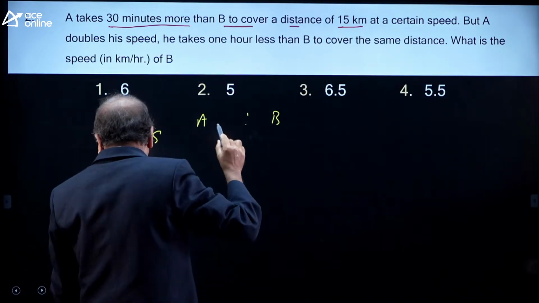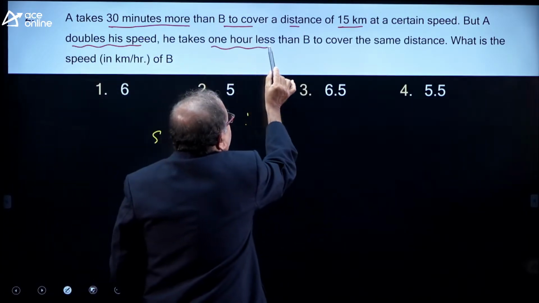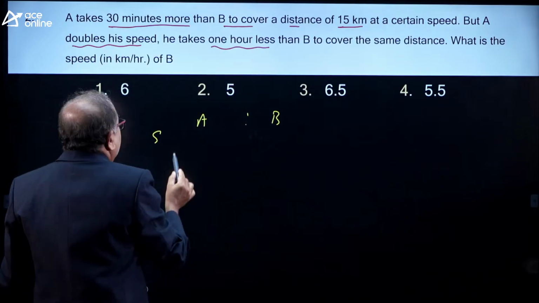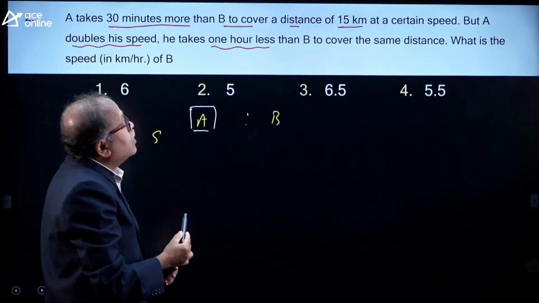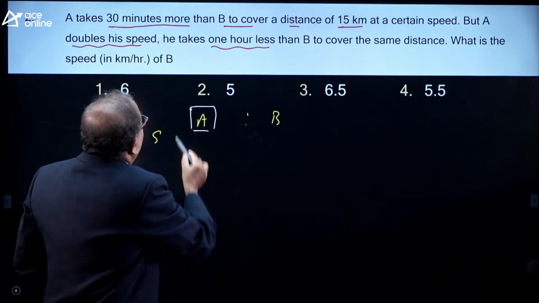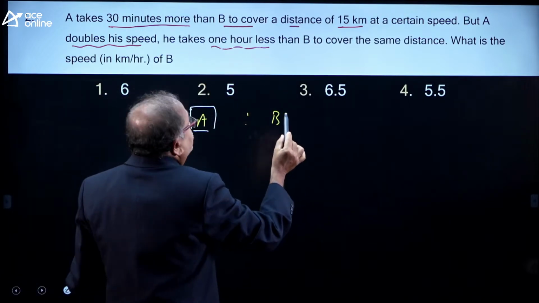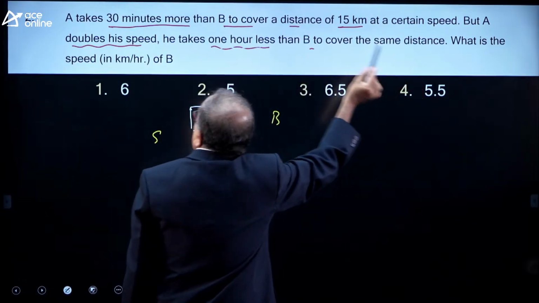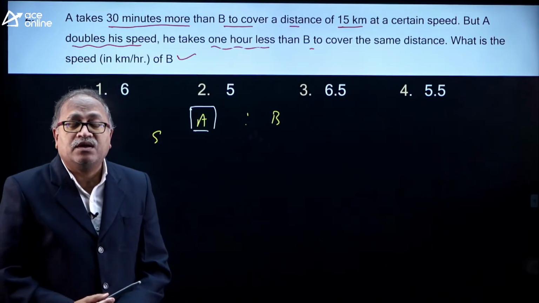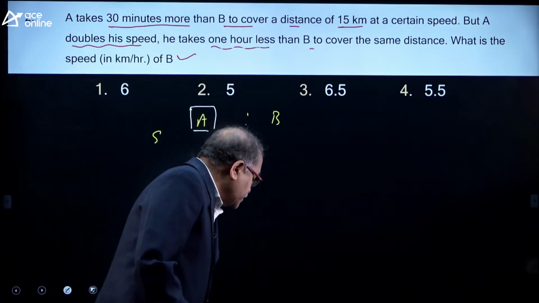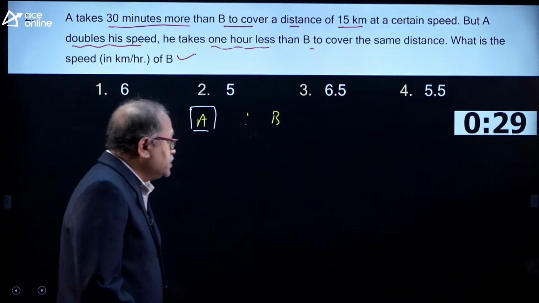But if A doubles his speed, then he takes 1 hour less. Initially with the original speed, A takes 30 minutes more, and when A doubles the speed, he takes 1 hour less than B to cover the same distance. Then what is the speed of B? It is a one line question, all are previous year SSC and RRB JE questions. Can you answer this question, my dear friend? 30 seconds for you.